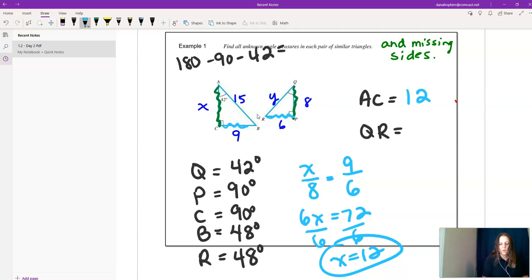And then finally, QR, you're going to set up similarly. Now we can add in the 12 here, and you can set up another proportion. So I'm just going to go with the y over the 15. And then you can either do y over 15, 6 over 9, or now you could use 8 over 12. It doesn't matter as long as you're being proportional.